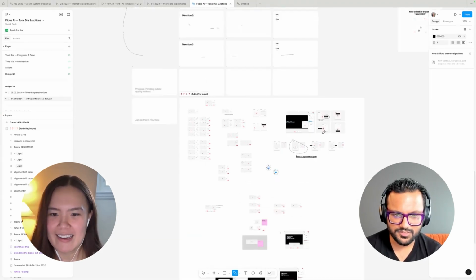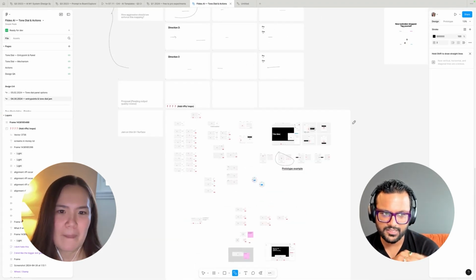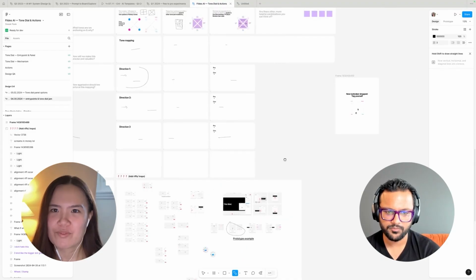Where did you go from this iteration? After this crit, what was the next set of exploration or iteration that you did?